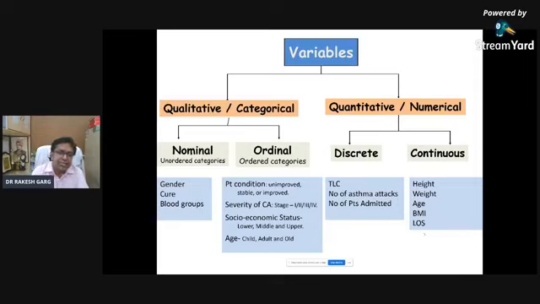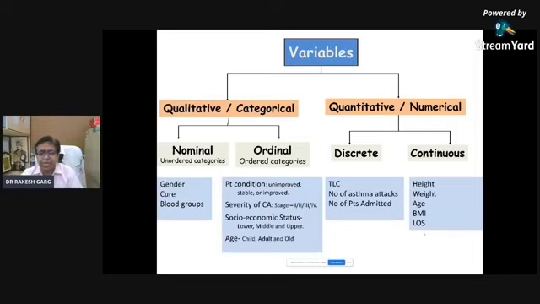Nominal categorical data means things like gender, blood groups. Ordinal means where you can put them into some orders. There are some ordered categories, right? For example, the severity or the staging of cancer as 1, 2, 3, 4, or Kuppuswamy's socioeconomic status, or the age when they are grouped as child, adult, and old. So these follow some orders.